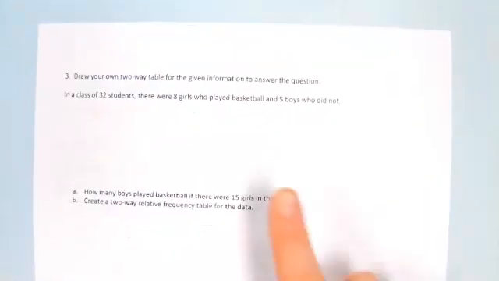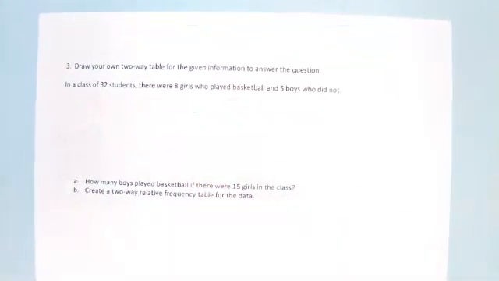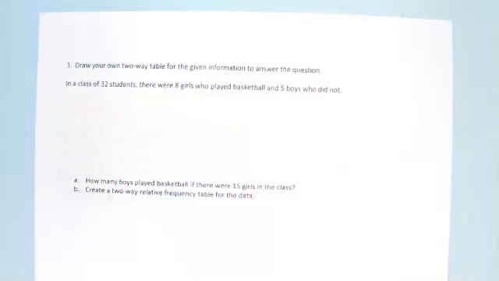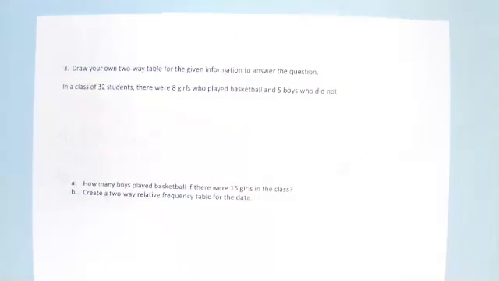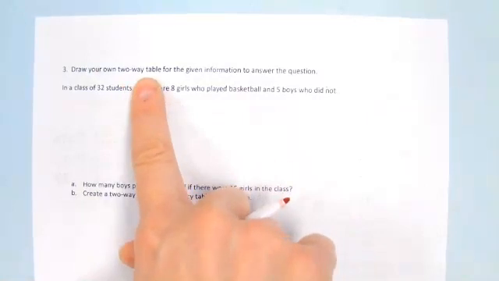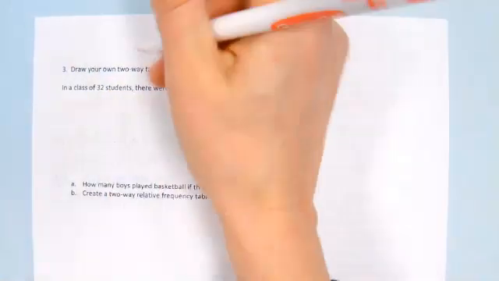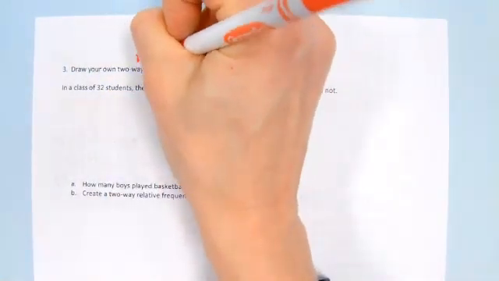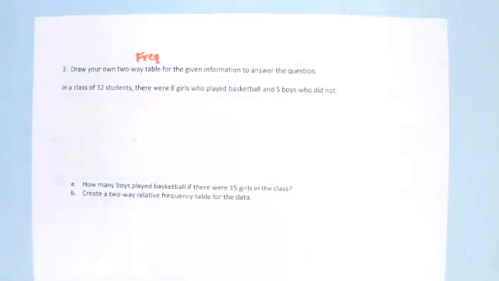If there is nothing made, and I'm only going to do the top one, and you have to make it yourself, okay? See, it's totally blank. Then what we have to do is this. It says draw your own two-way table, and notice it doesn't say relative frequency. If it just says two-way table, we're just saying frequency table for the given information to answer the question. Okay, here's the given information. In a class of 32 students, there were 8 girls who played basketball and 5 boys who did not.